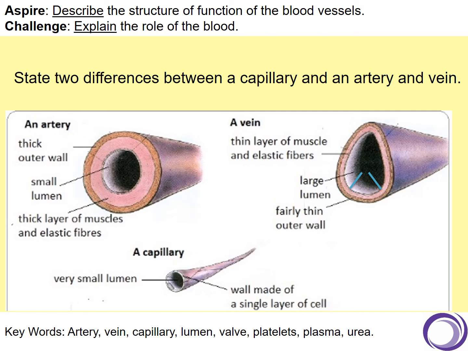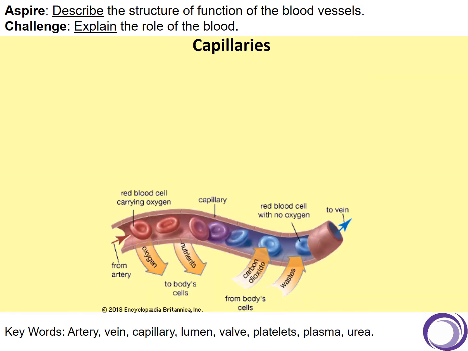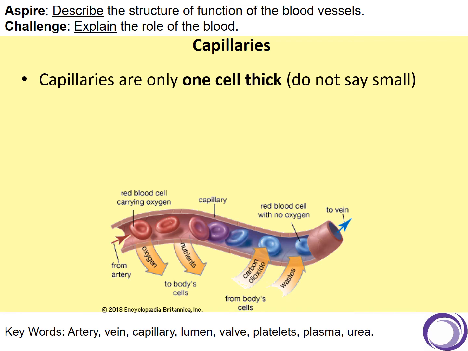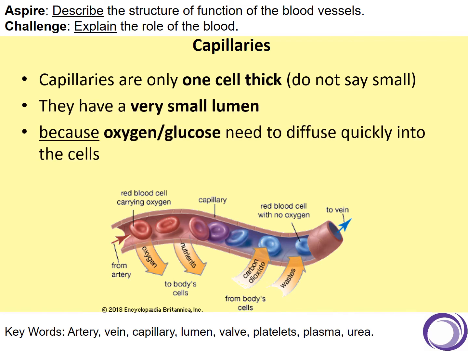Okay, so capillaries are one cell thick with a very small lumen, and that slows the blood right down so that all the oxygen and glucose can come out of that blood, and then the blood can pick up all the carbon dioxide and any waste products. So here's your capillary, here's the oxygen coming out and the nutrients coming out that the cells want. The carbon dioxide and the waste goes back in, and it goes to the vein. One cell thick, very small lumen.